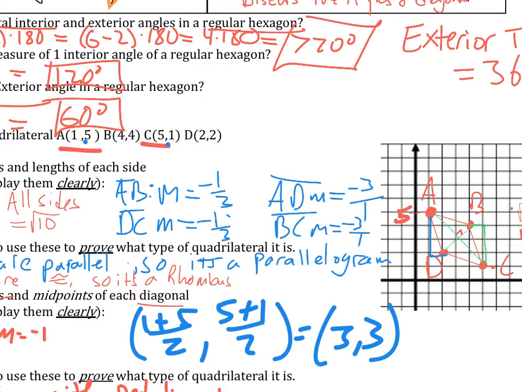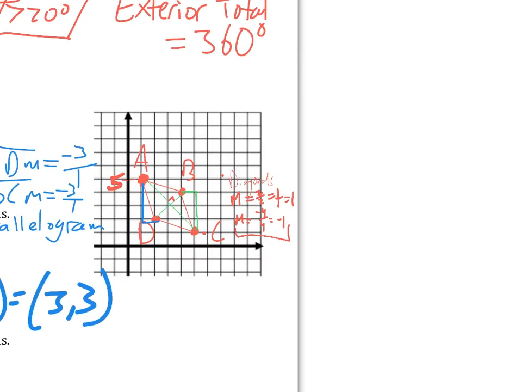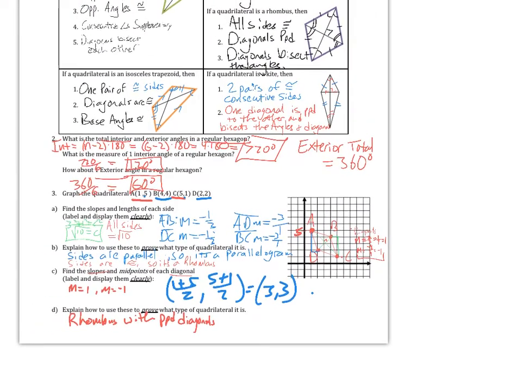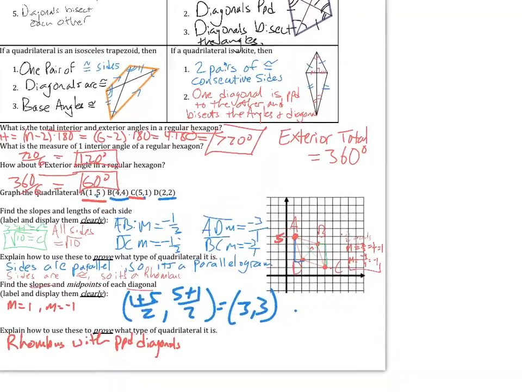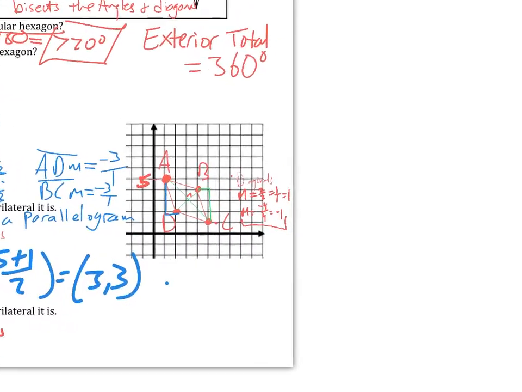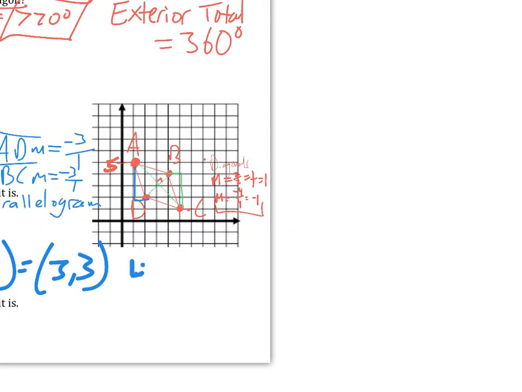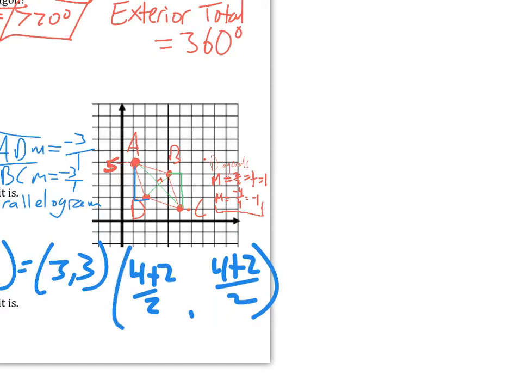Now let's try the other ones here. Let's try this 4, 4 and this 2, 2. Where do those two lines cross? Well, we can use the other two here. The ones underlined in blue, 4, 4, and 2, 2. So let's average those. So we have 4 plus 2 divided by 2, and then 4 plus 2 divided by 2 again. Okay? And so this is 3, 3.